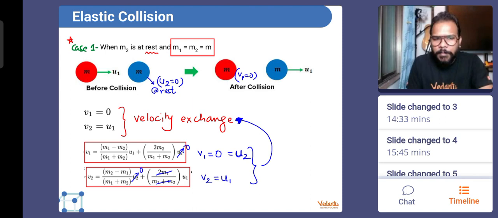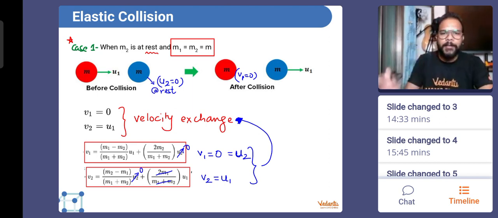Sir, are these cases under friction or frictionless? We are assuming things are happening under frictionless conditions because friction will be an external force, and momentum will not be conserved then. Okay, guys?